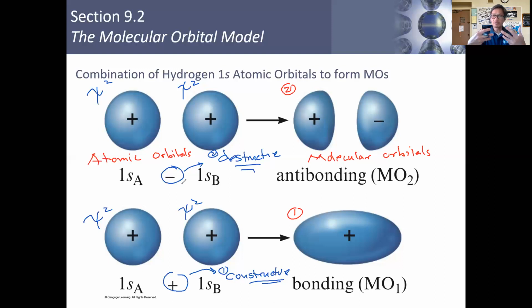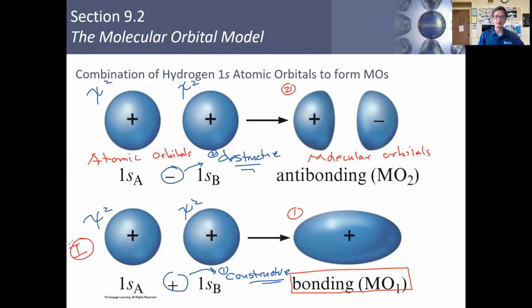So these two atomic orbitals will get together. Again, we're not talking about four different atomic orbitals here. We're talking about the same two atomic orbitals, the 1s orbital from hydrogen A and the 1s orbital from hydrogen B, the two different hydrogens. They will get together in the first instance, instance number 1, and they will interact constructively to form what we call the bonding molecular orbital.